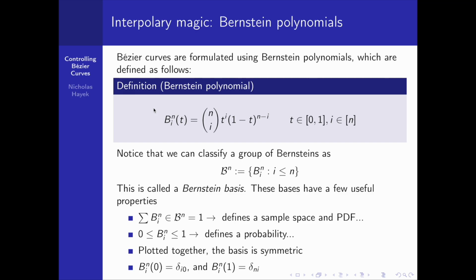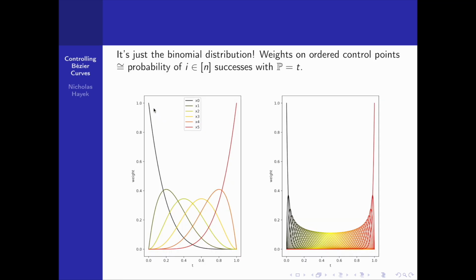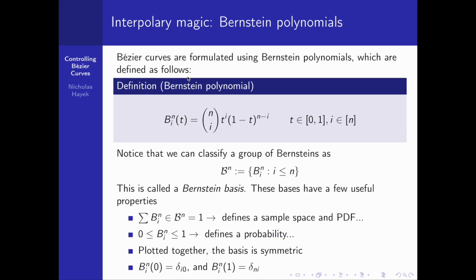If you plot and overlay all these Bernstein polynomials, you'll also notice that they're symmetric, which is to say that the value of a Bernstein polynomial at t and I is going to be equal to the value of the Bernstein polynomial at 1 minus t and n minus I.